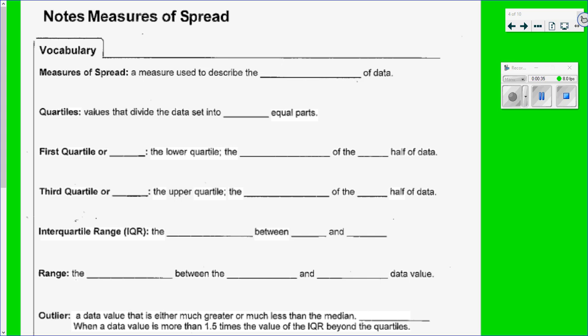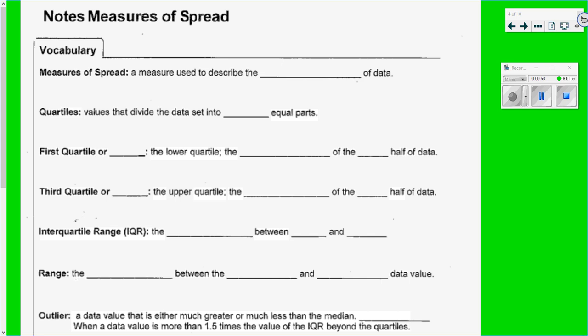All we need to do is line our data up in order from smallest to largest and figure out, do I have an even or odd data set? Remember, if I have an even data set, I'm looking for the two numbers in the middle. I add them together and divide by 2. If it's an odd data set, I'm only going to have one number left in the middle.